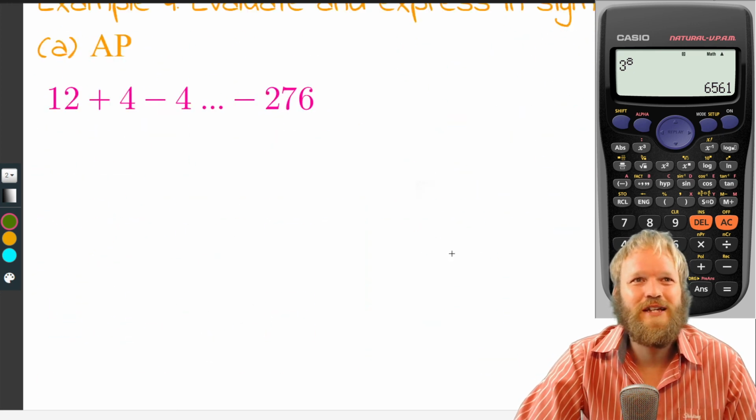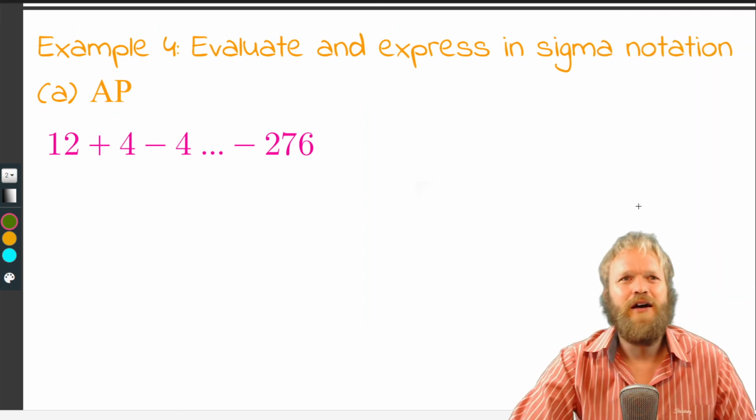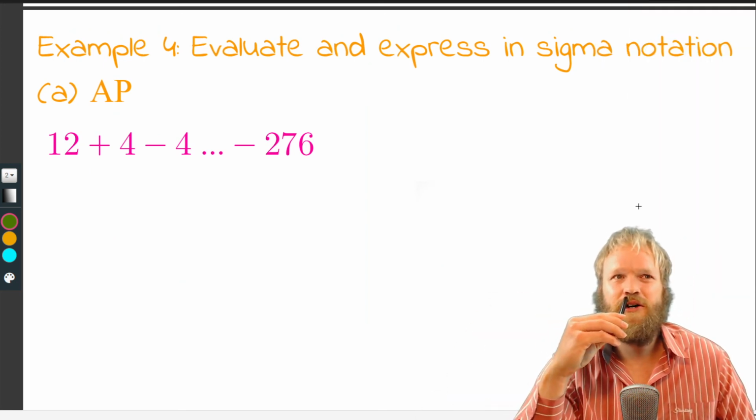Okay, so let's head for our last example on this one. Bye-bye, calculator for now. Evaluate and express in sigma notation.